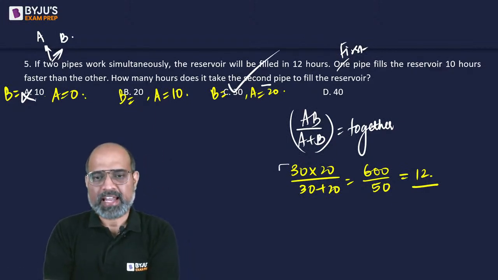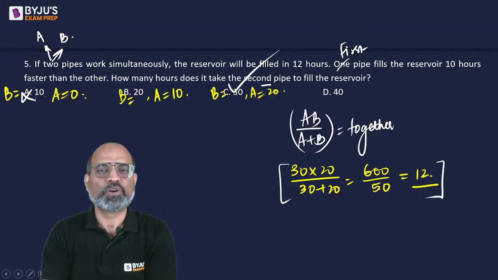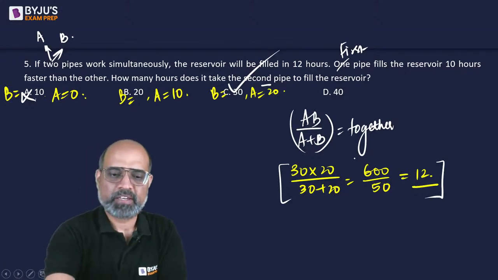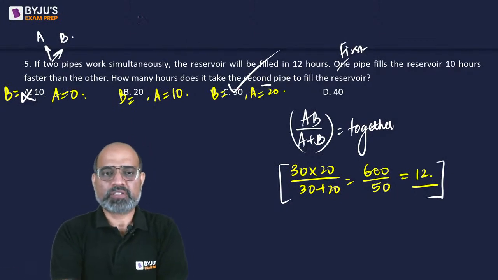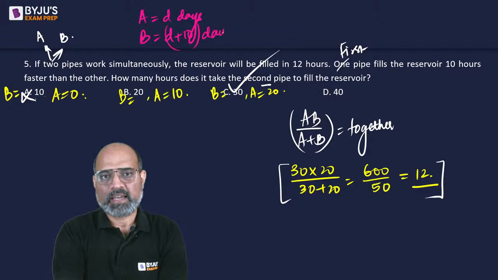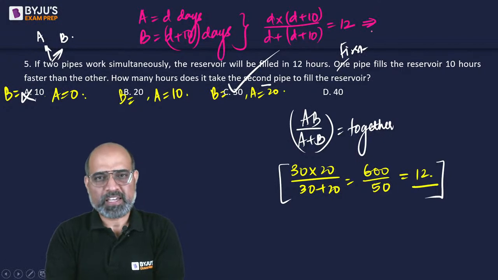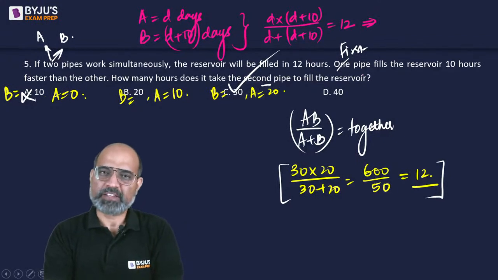Okay, because the calculation is an easy one, the formula is an easy one, even going through the options it's pretty quick. If we did not want to do this, then what we do is, if A takes D days, then B will take D plus 10 days, and using the same formula we can say D into D plus 10 divided by D plus 10, and this is given to us as 12. We cross multiply and solve it, and we will get the value of D.